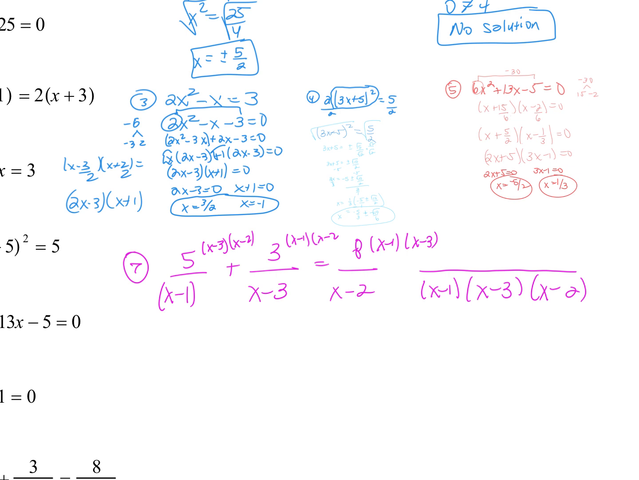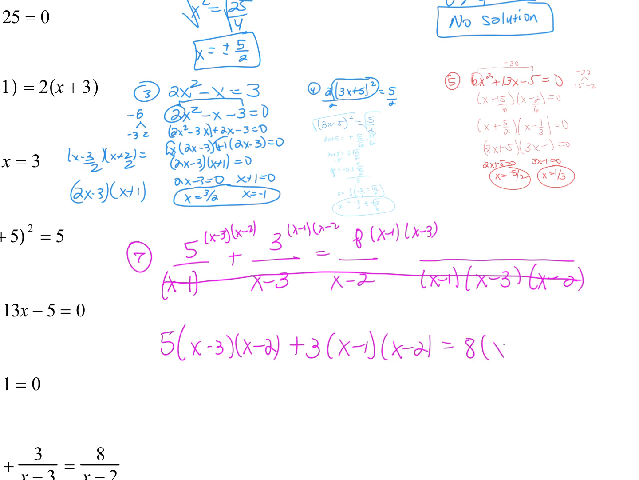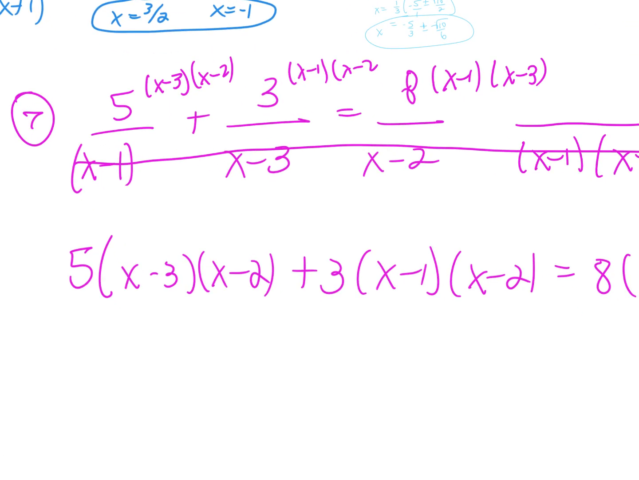So now that we have equivalent denominators, we can get rid of them. We don't have to worry about it anymore. So I have 5 times (x minus 3)(x minus 2) plus 3 times (x minus 1)(x minus 2) equals 8 times (x minus 1)(x minus 3). I'll FOIL it in a second. Now we just have a bunch of combining like terms. We're going to FOIL and combine like terms.